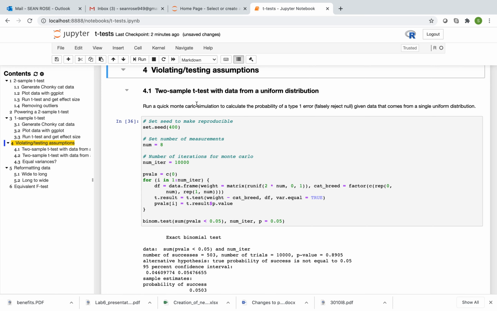So first, let's violate and test some assumptions with the 2-sample t-test. But instead of generating data like we did in the last video where we sampled from a normal distribution, let's instead sample from a uniform distribution.